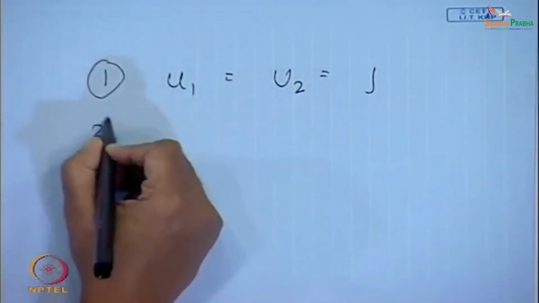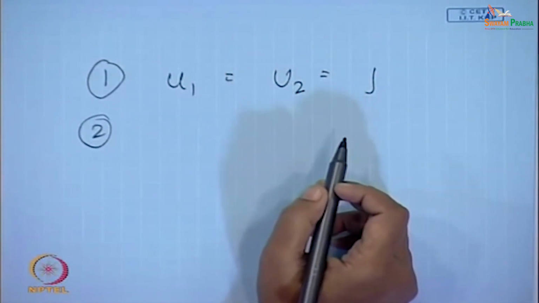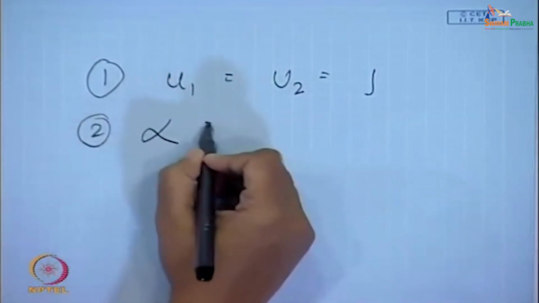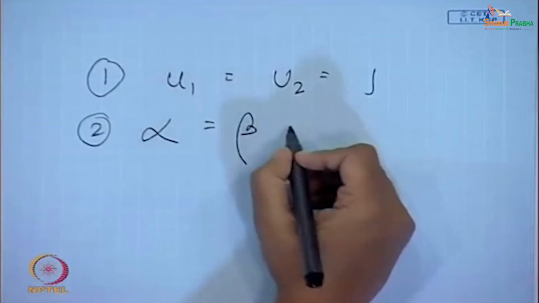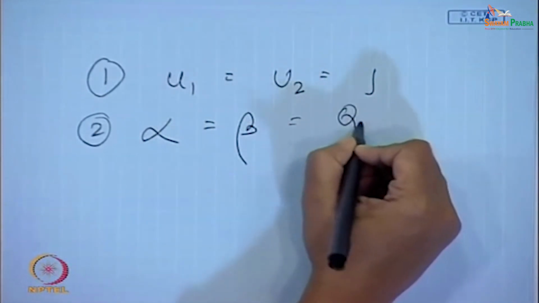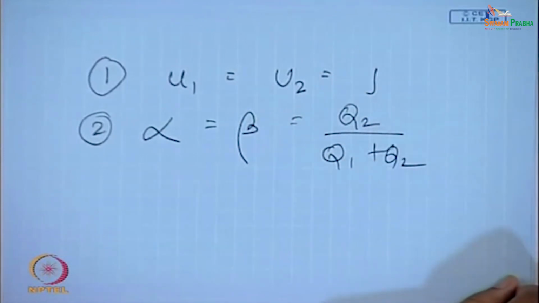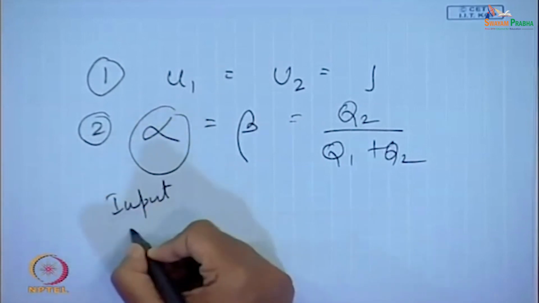Automatically the next thing which it implies is that since there is no slip between the phases, due to the slip alpha was not equal to beta. You remember? So the next thing which automatically follows is alpha equals beta, or in other words alpha is nothing but equal to Q2 by Q1 plus Q2. So what does this imply? This implies that under these circumstances alpha becomes a measurable input parameter.